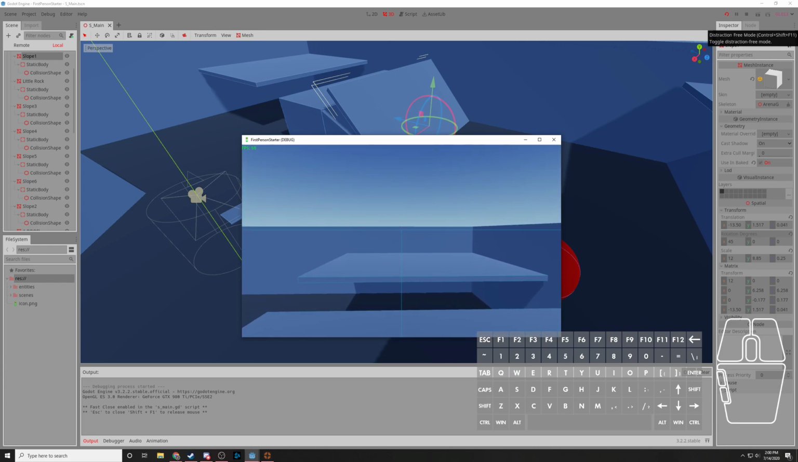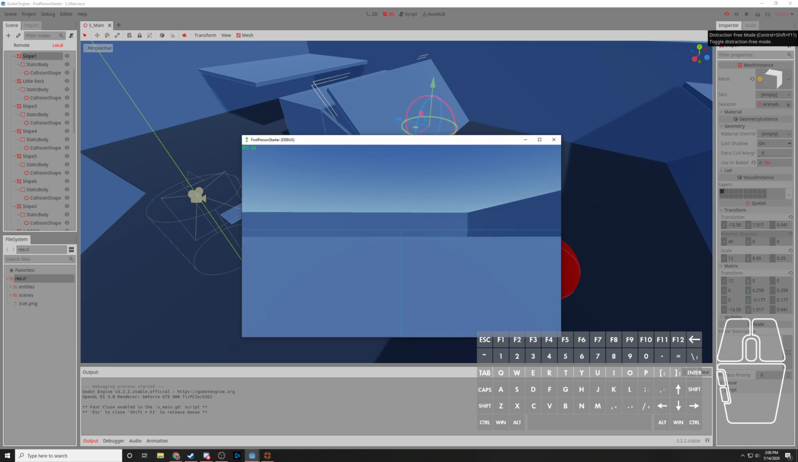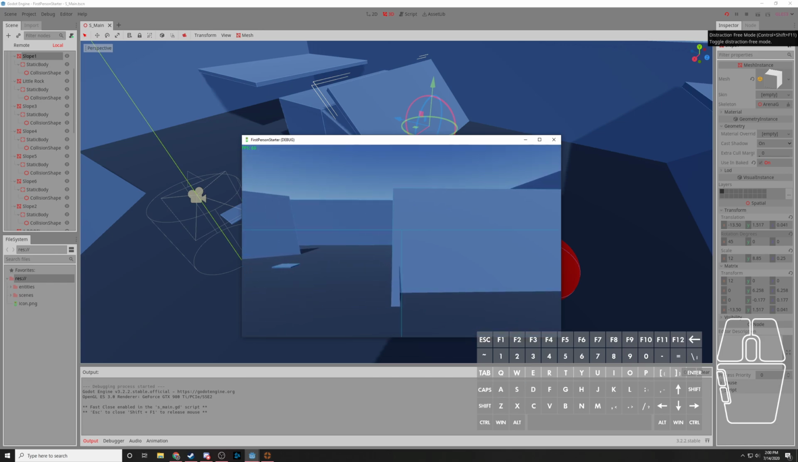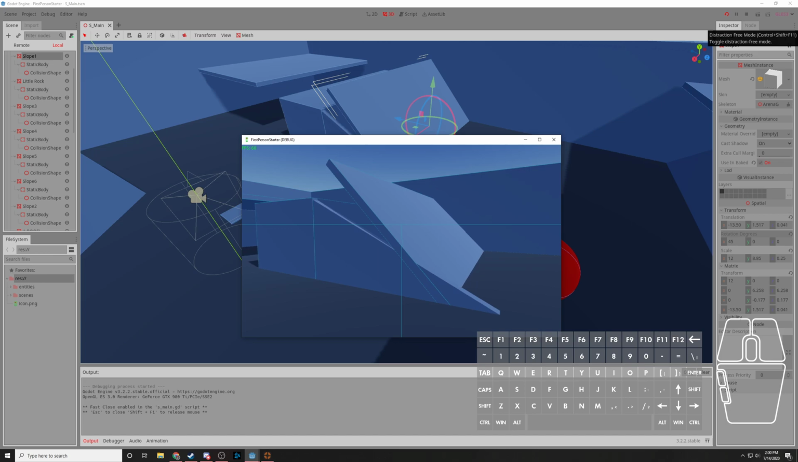Also, if you're perfectly staring at the slope like this, and you walk sideways only, you're going to slide down for some reason, and I don't really understand why.